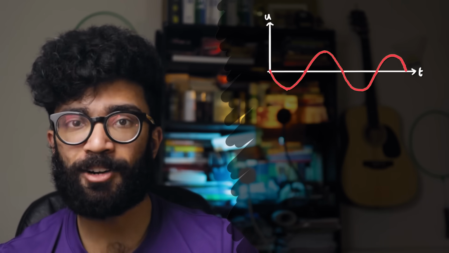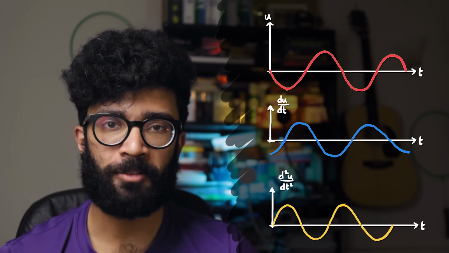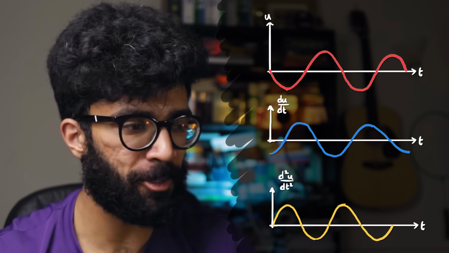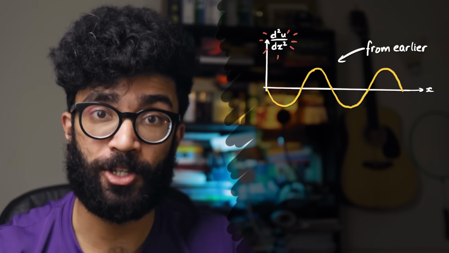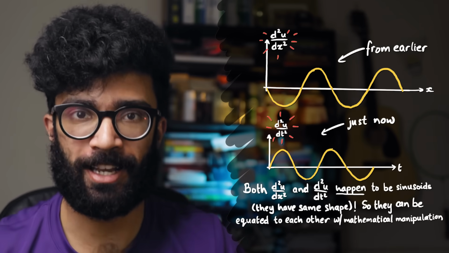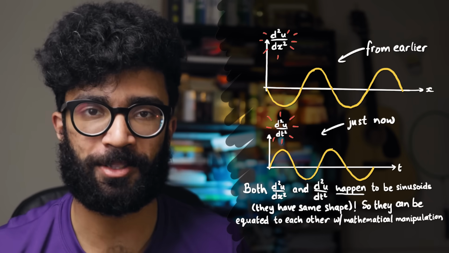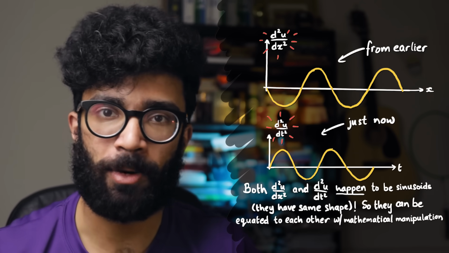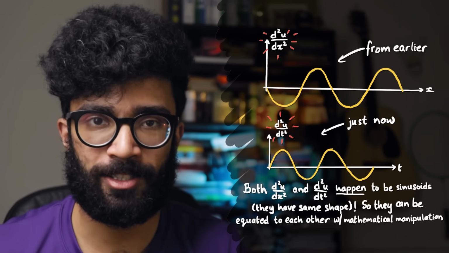Let's differentiate this graph with respect to time, not just once, but twice. What we're finding is d2u by dt squared. Now, you might be seeing where we're going with this. We found d2u by dx squared earlier, and we've just found d2u by dt squared right now. As it turns out, both of these mathematical functions are sinusoids, they look like sine curves, and so we could, in principle, by some basic mathematical processes, equate d2u by dx squared and d2u by dt squared.